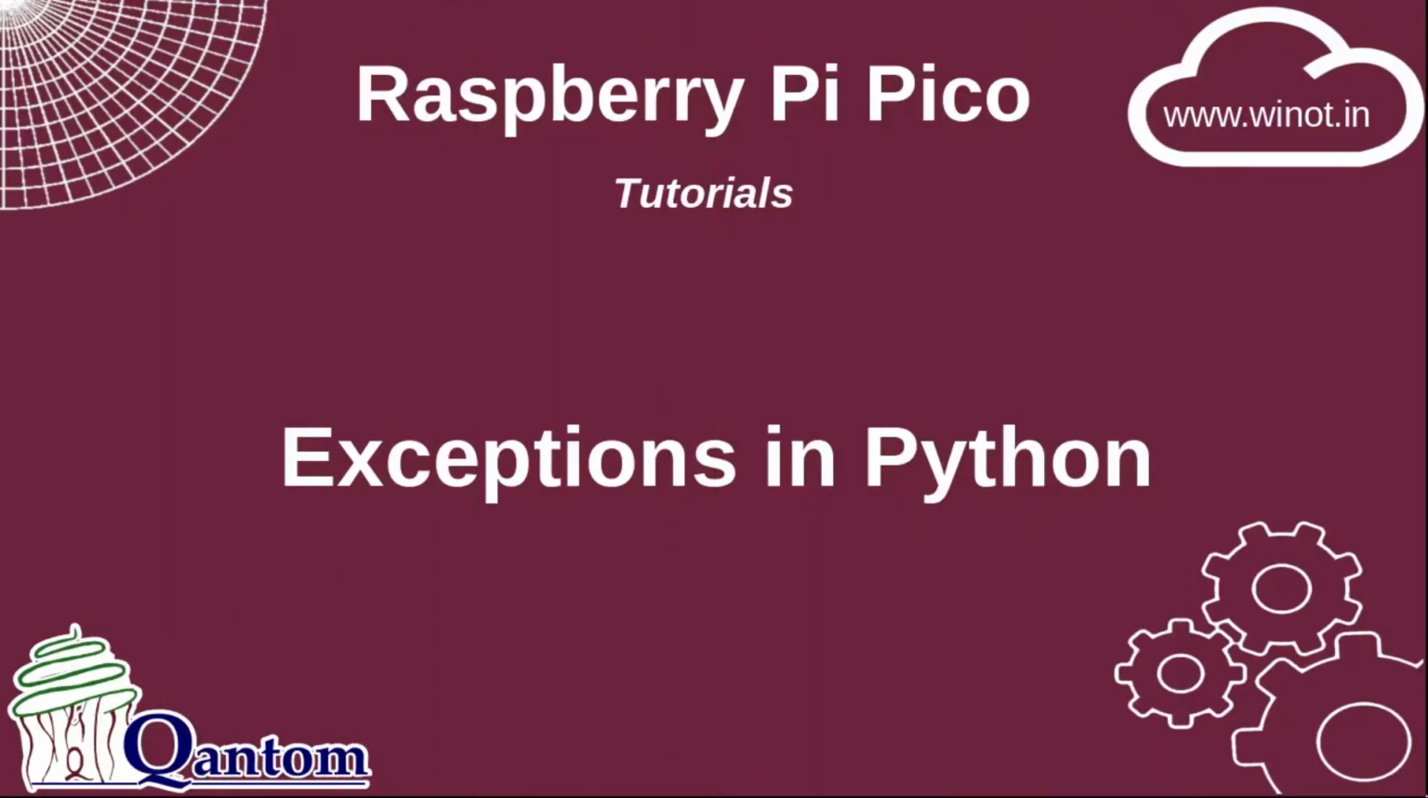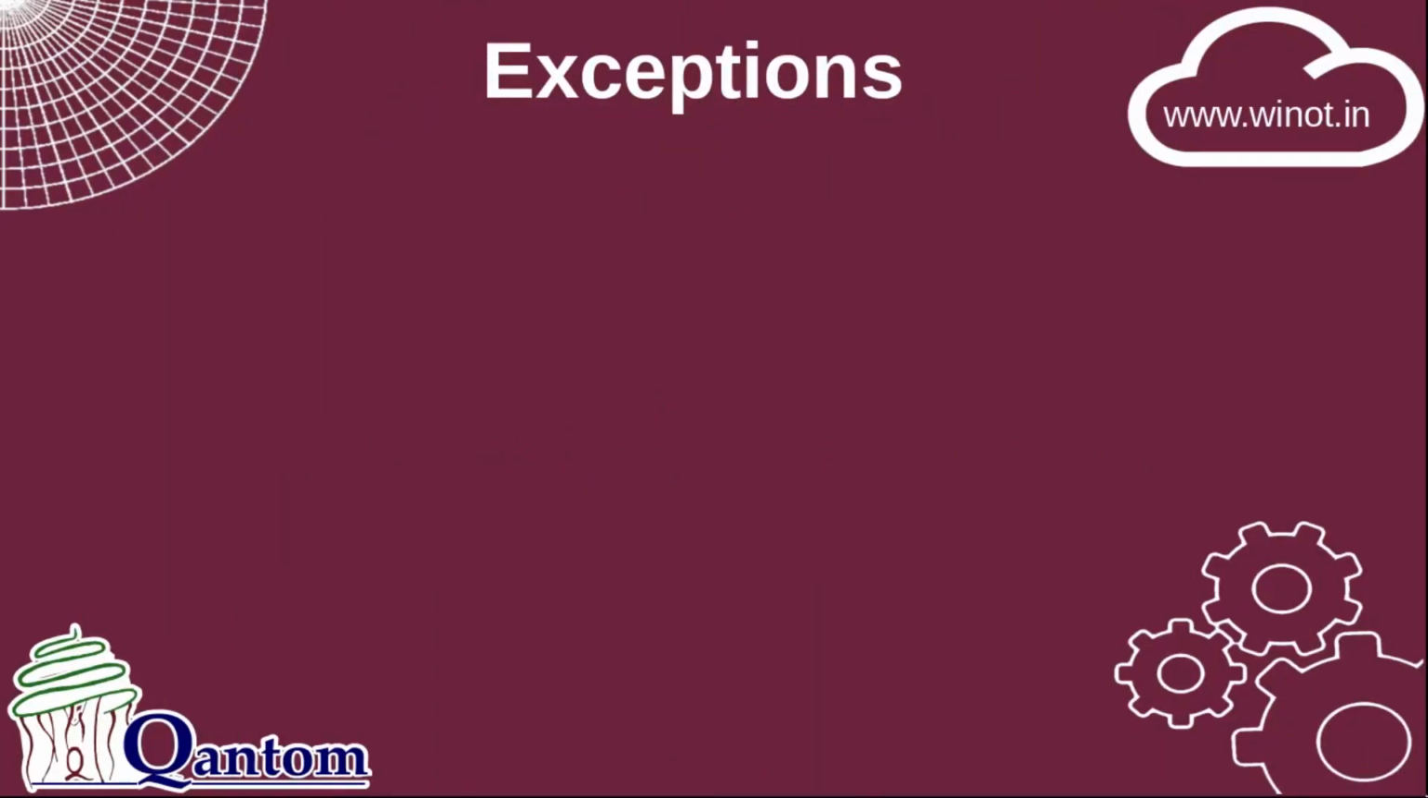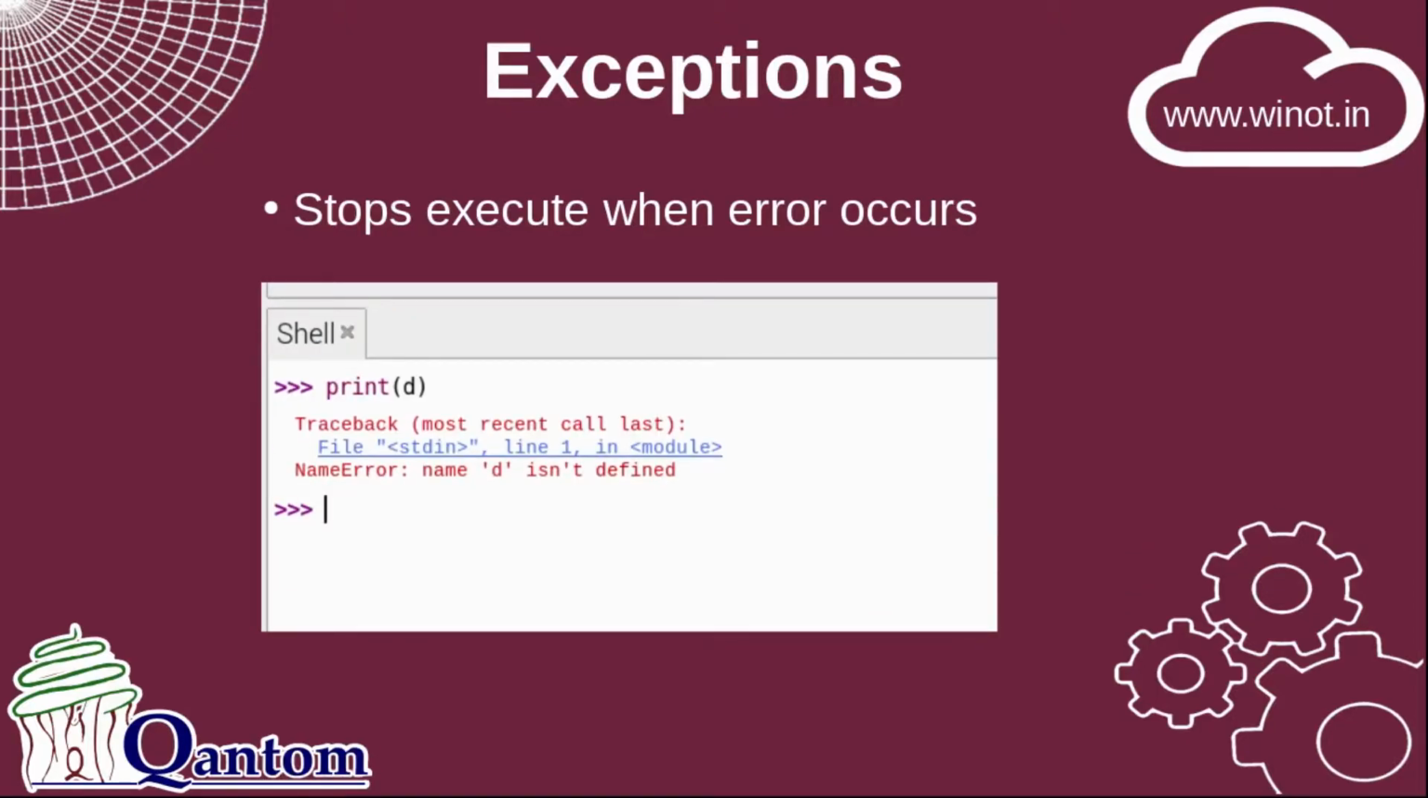When a Python program has no syntax error, it executes from the first line to the last line. However, in case the program encounters an error in between, Python stops there with an exception. For example, type the following in Thonny's shell window: print(D). When you try to run it, the Python interpreter shows an error that name D is not defined.